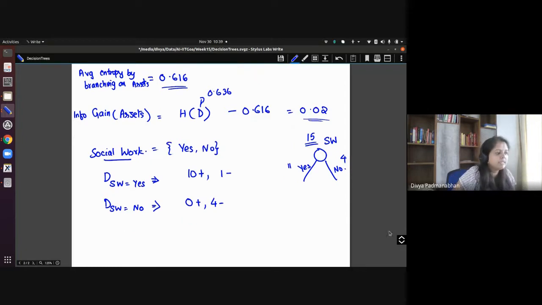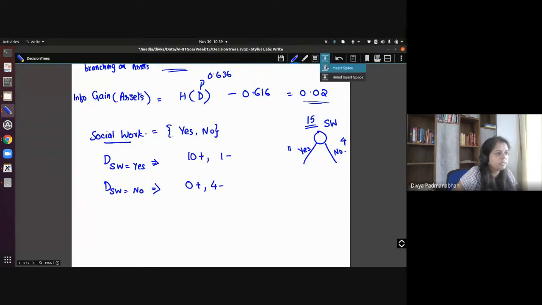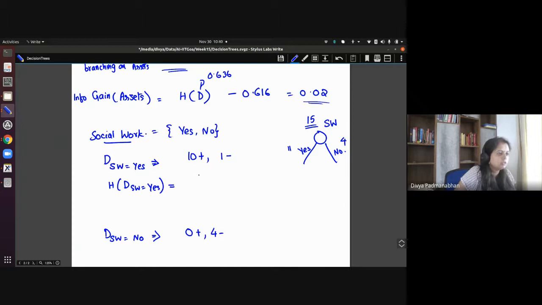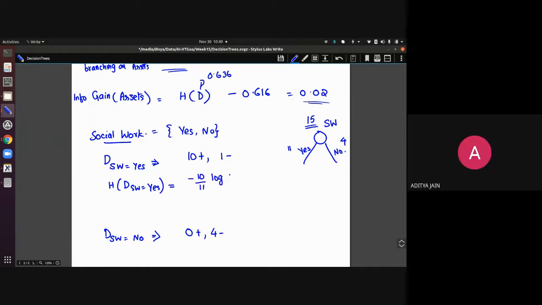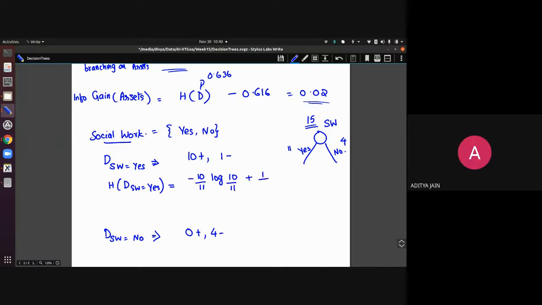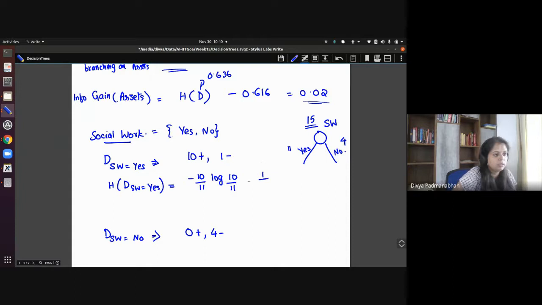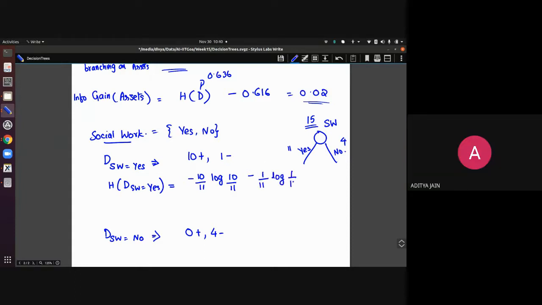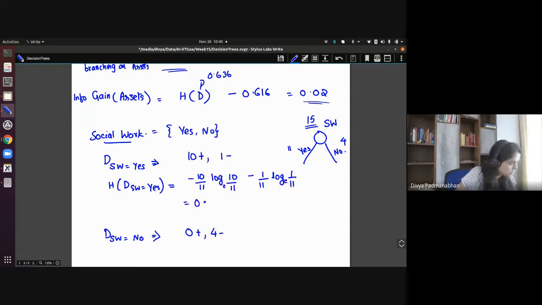If this was the case, can you tell me the entropies? The entropy for this part, social work equal to yes. Can you tell me what this is? The probabilities are 10 by 11 and 1 by 11. So it is minus 10 by 11 into ln of 10 by 11, minus 1 by 11 into ln of 1 by 11, which is equal to 0.3. So this is 0.33, roughly 0.3.